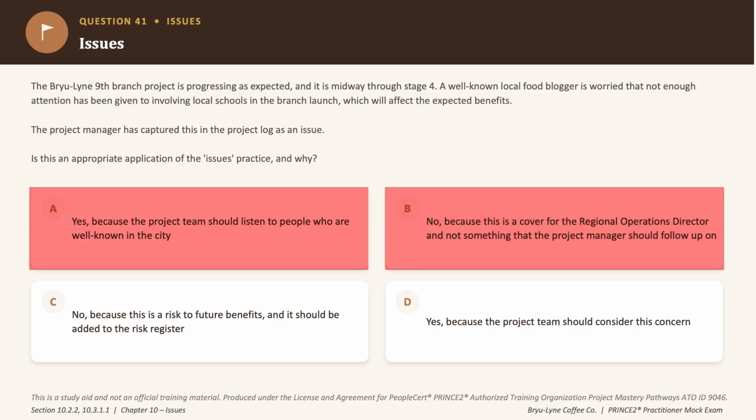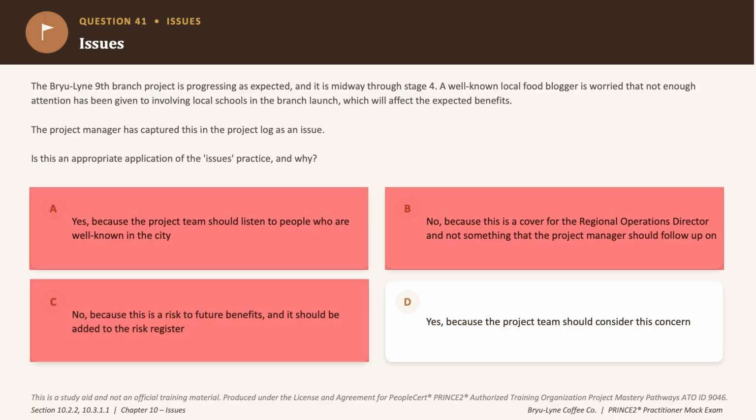Option C wants this filed as a risk, but if you think about it, this concern is about something that is happening now, okay? It is at present. Current insufficient attention is not an uncertain future event that may or may not occur. Okay, so it's very important to understand this distinction between a risk and an issue. Okay, so option C is eliminated as well.